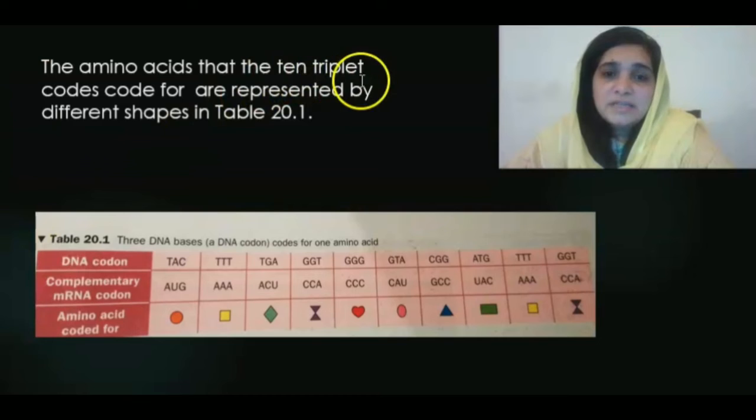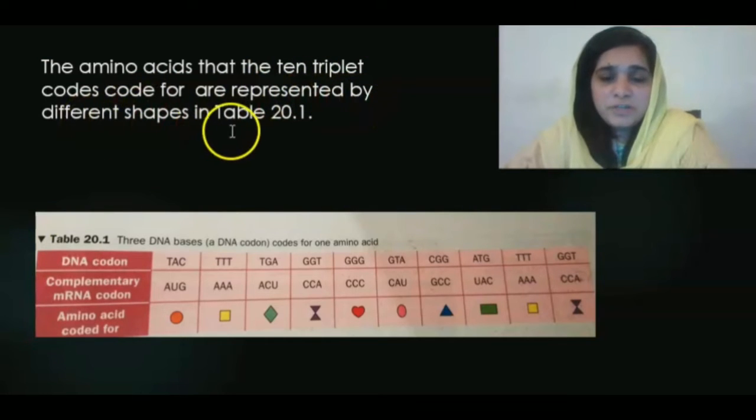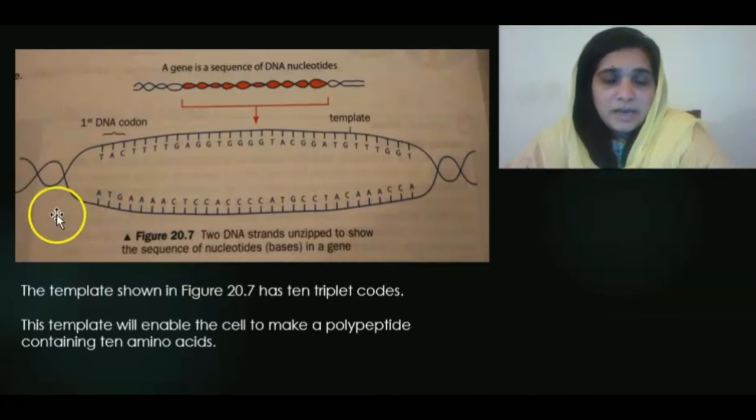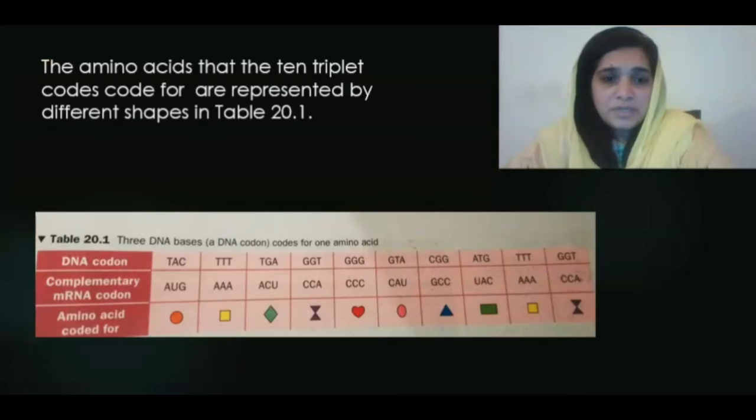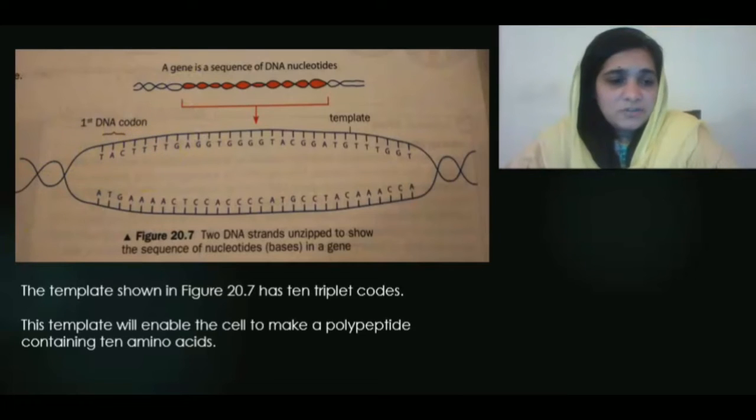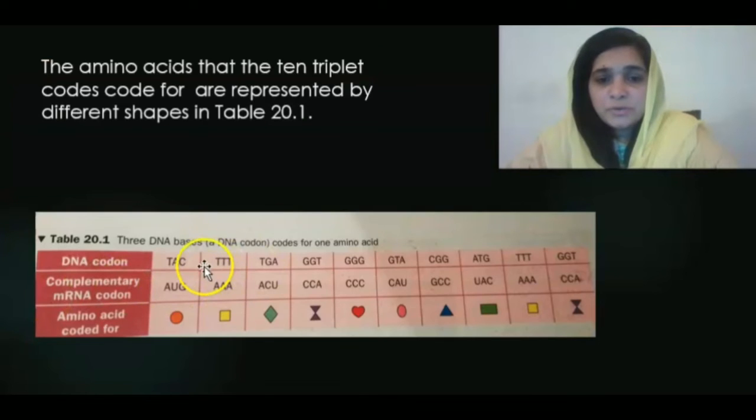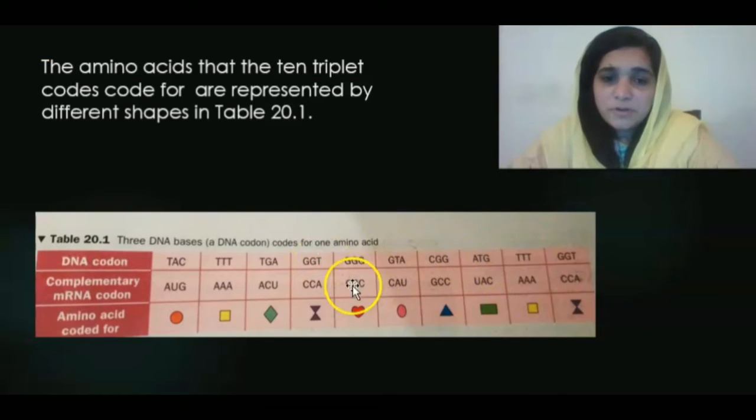The amino acids that the 10 triplet codes code for are represented by different shapes in the table shown here. A DNA codon of 3 DNA bases codes for 1 amino acid, as I have already discussed. So here is a DNA codon from the previous diagram, TAC, shown in the table here, TAC. Next, TTT, triple T, shown here. Likewise, you will write them in groups of 3 because 3 of them code for 1 amino acid. Next is the complementary mRNA codon.